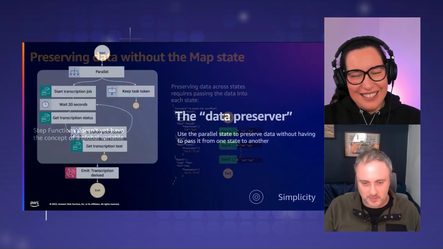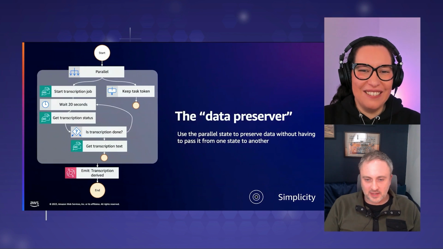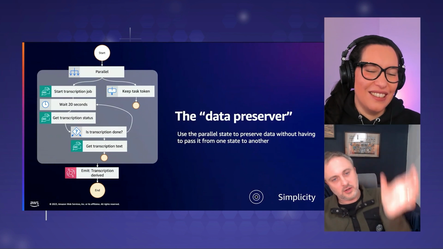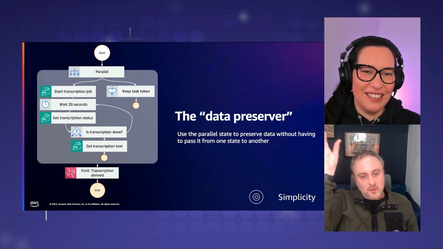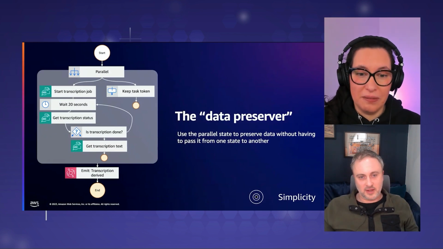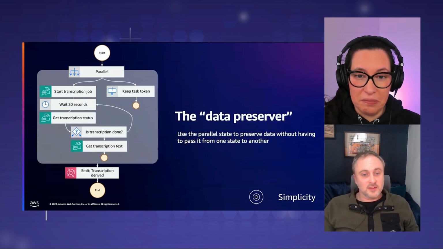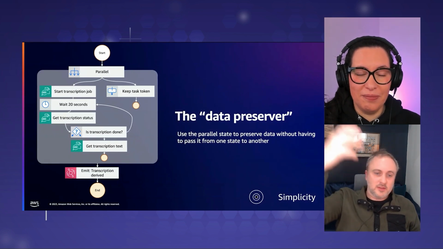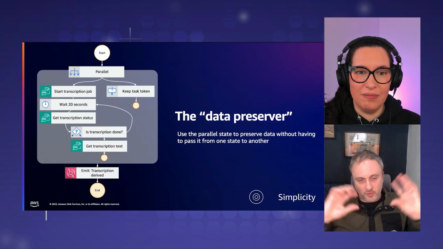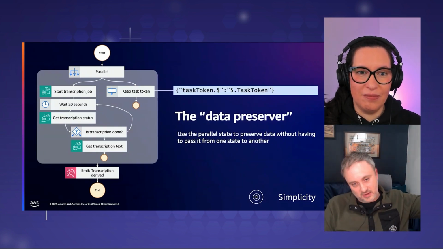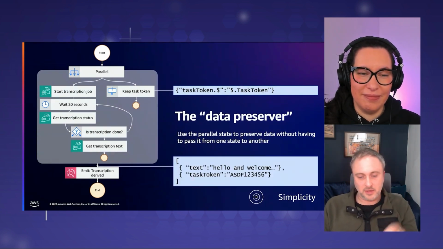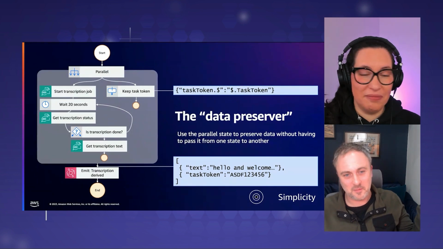So this is a good tip. You'll like this. This is a pattern called the data preserver. Here you use that parallel state to say, I'm going to have one branch to do all the work, and the other branch is just going to hold all the data that I need for later on at the end of my parallel state. So in this example, my workflow is started by an event that includes a task token. And when my workflow finishes, I need to send that task token back. So I store my task token in this other branch. And then when it's all finished, my task token's ready for me to return back, right?